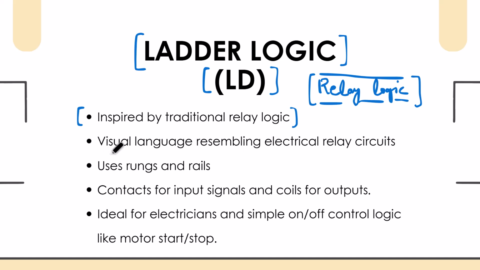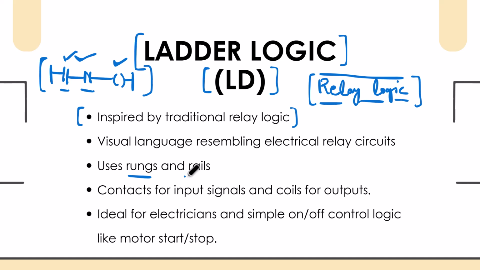It is not a high-level language just like C++. It is not a low-level language like assembly language. It is a graphical language in which we have graphical elements like normally open contacts, normally closed contacts, and we have coils. So this is a basic rung of a typical ladder logic PLC program. It is a graphical language in which we have various graphical elements like contacts, coils. It has rungs and rails.